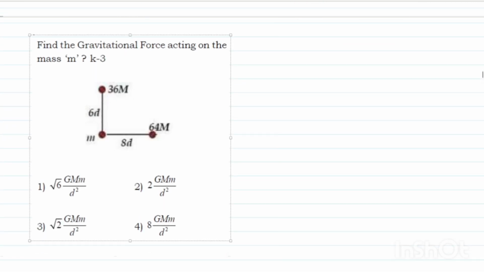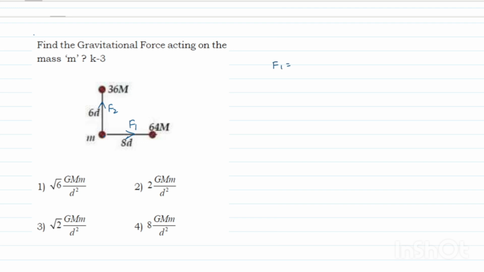Find the gravitational force acting on the mass M, they are asking. So here the mass is given as M. Now you just calculate. These two masses are lying, one on the x axis and another on the y axis. For the net force, this mass will be attracted by this one along this direction, and this mass will be attracted by this one along this direction. Let us take them as F1 and F2.